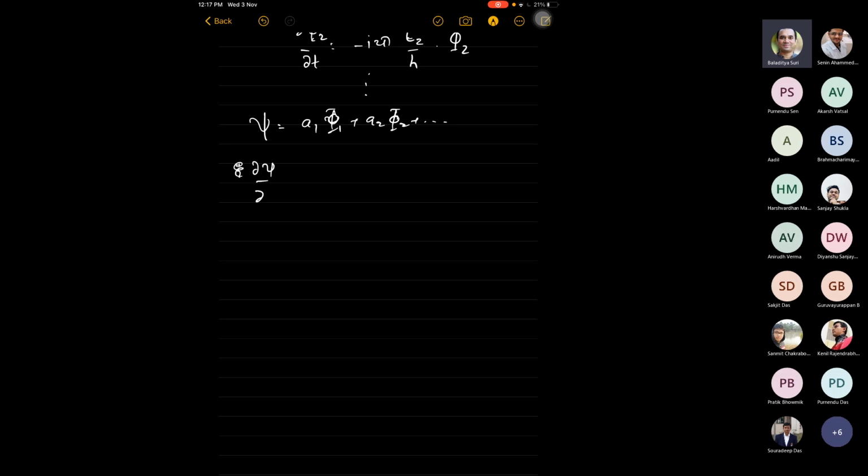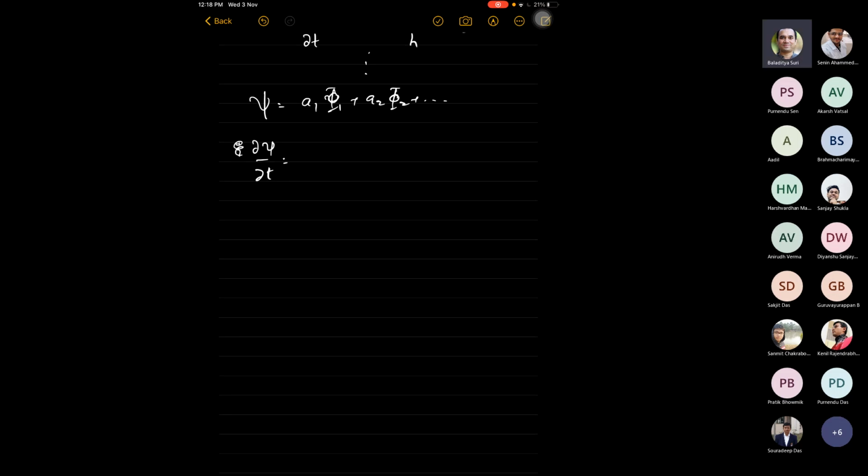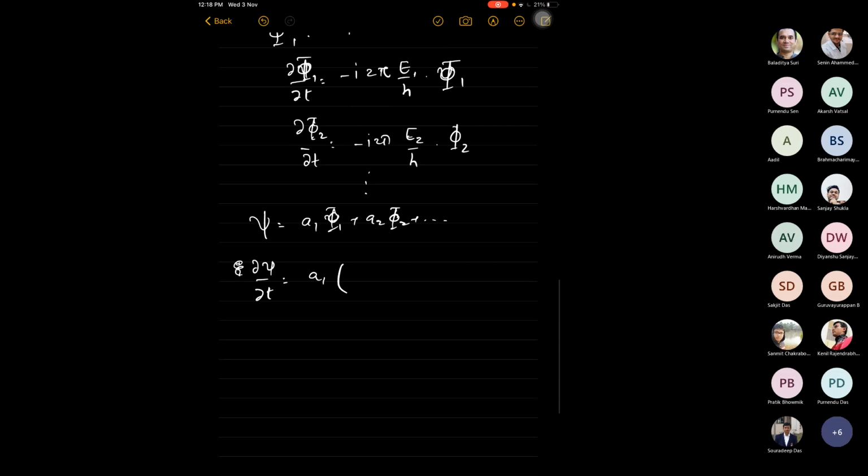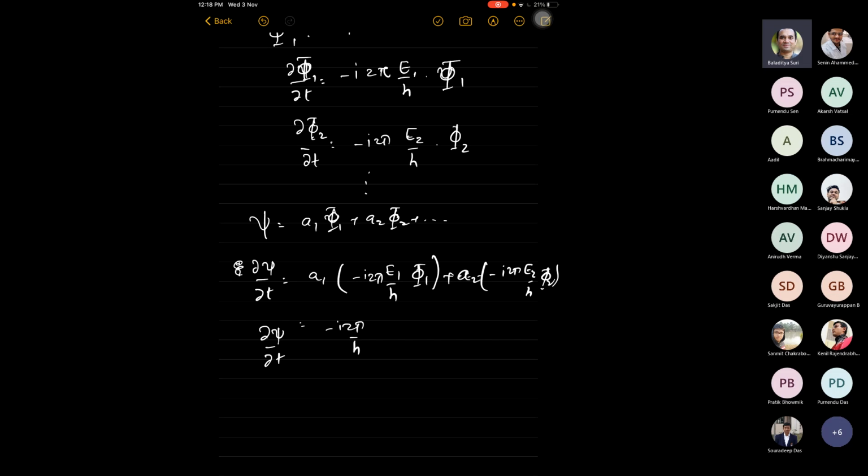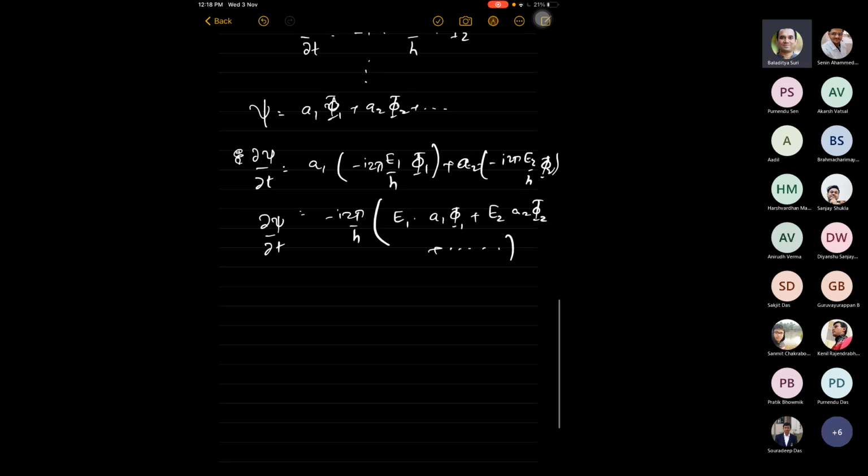Then if you just take del psi by del t, what you now get is A1 times del phi1 by del t, which will be minus I 2 pi E1 by h phi1, plus so on. If you write down all the terms like A2 times minus I 2 pi E2 by h phi2 and so on, you just get del psi by del t equal to minus I 2 pi by h, that part won't change, times E1 A1 phi1 plus E2 A2 phi2 plus so on. Now, this is nothing but minus I 2 pi by h, the operator H acting on A1 phi1 plus A2 phi2 plus so on. Why? Because H is a linear operator.